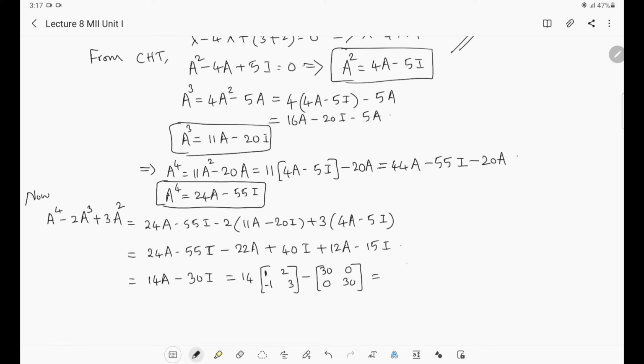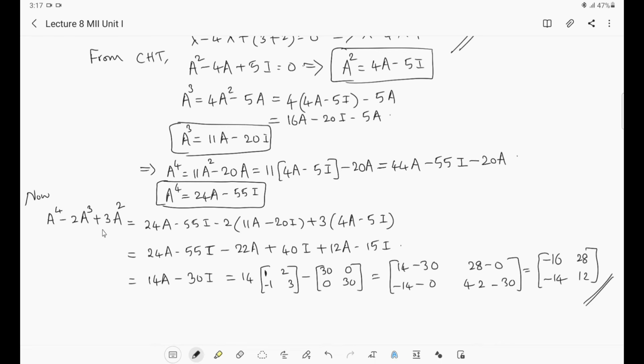Now just simplify this. What will we get? 14 minus 30, 14 times 2 is 28 minus 0, minus 14 minus 0, then 14 times 3 is 42 minus 30. Just simplify this, what will we get here? This is equal to minus 16, here 28, here minus 14, and here 42 minus 30 is 12. So this is the matrix, minus 16, 28, minus 14 and 12, represented by A to the power 4 minus 2A cubed plus 3A squared, right.